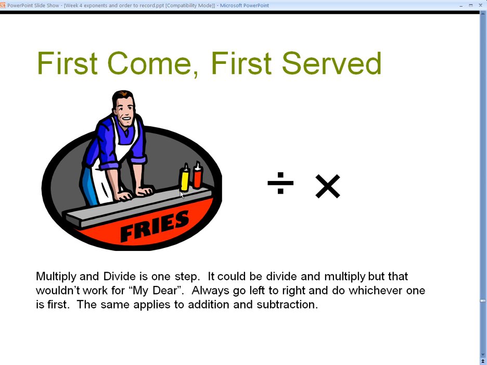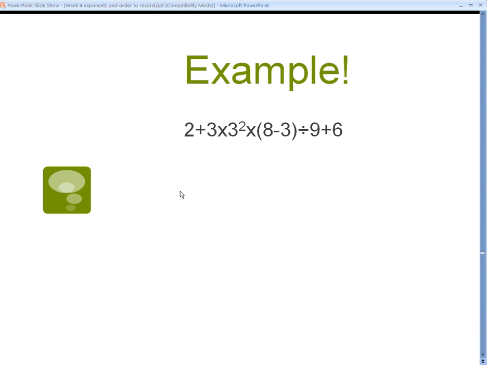So it's kind of like, say, divide and multiply went to go get some fries. Divide is in line first, he gets served first, then multiply gets next. If the multiply was in line first, then multiply would get served first, divide would get served second. So just remember, it's whoever comes first, left to right. That's true for multiply and divide and add and subtract.